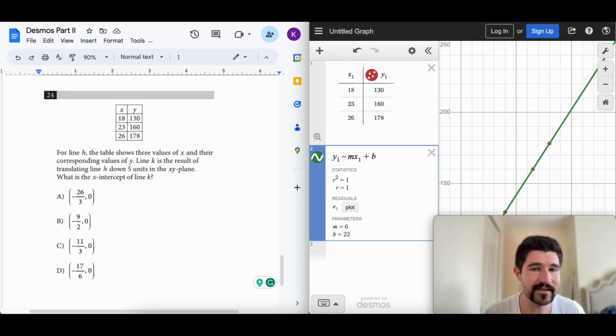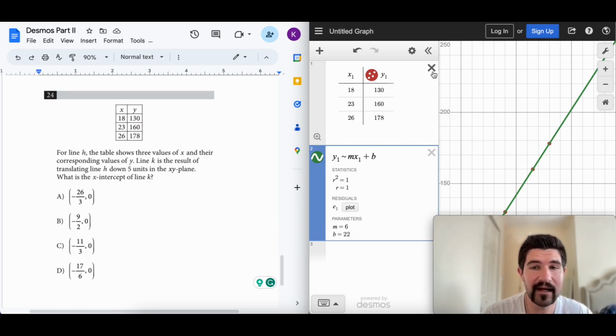That should look familiar. That's the equation of a line, y equals mx plus b. Except I'm using y1 and x1 because that's the name of the x and the y's in the table. And then I'm not using an equal sign because I'm allowing Desmos to approximate the data, if that makes sense. And look what Desmos can do. It gives you the m and the b values for the equation of the line through these points. It literally told you the equation of the line is 6x plus 22, right? mx plus b, so 6x plus 22.